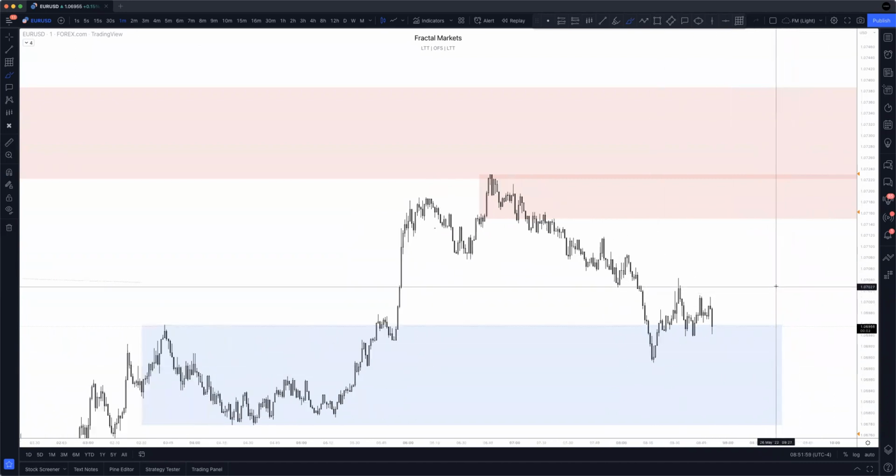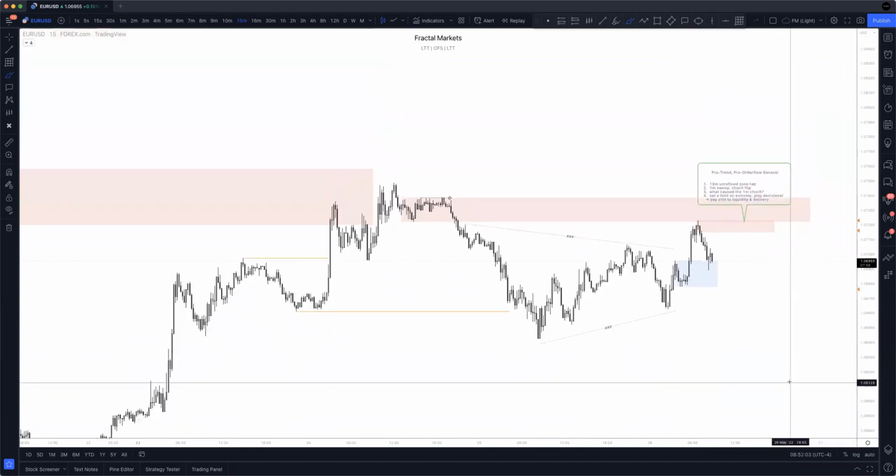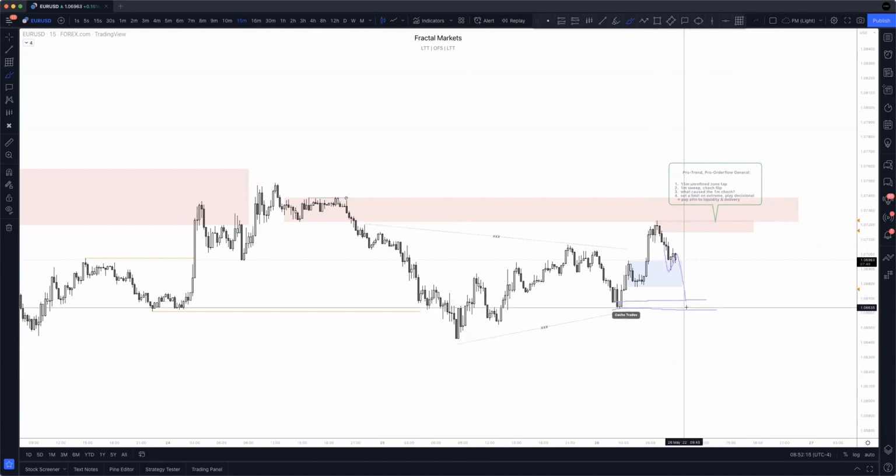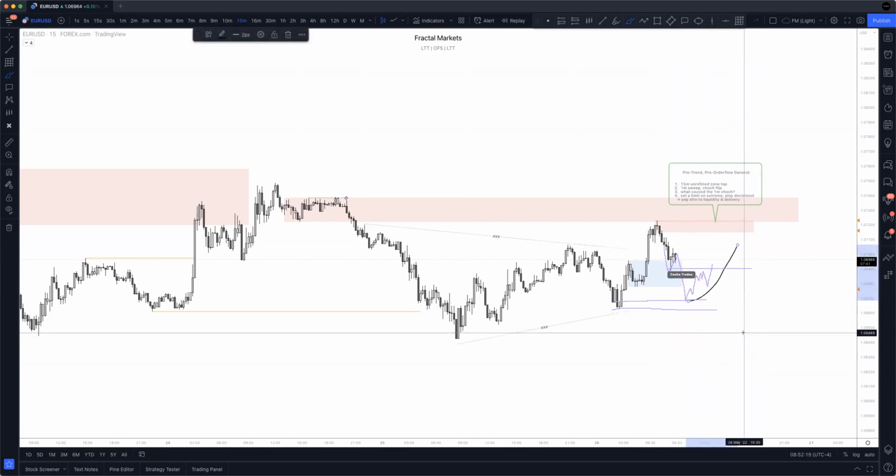Hey, Tyson, can you go back to the 15-minute? So I was just thinking about potential forecasts, right? What if we saw something like this? We have this reaction off of demand, and then we broke below into the extreme. And now could we potentially be taking shorts depending on the delivery into this POI?